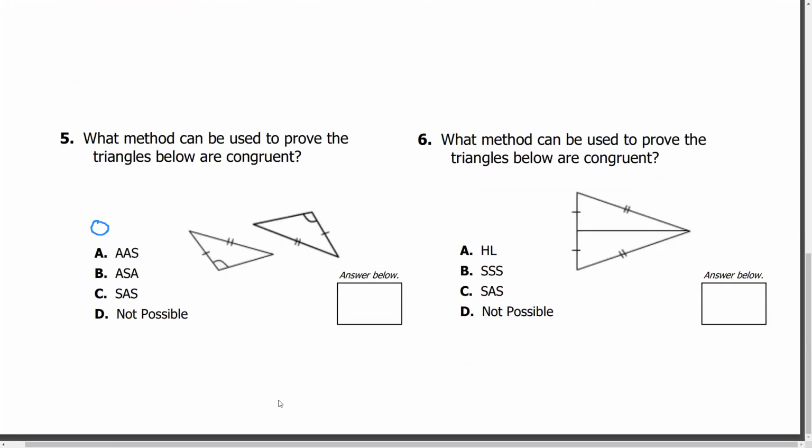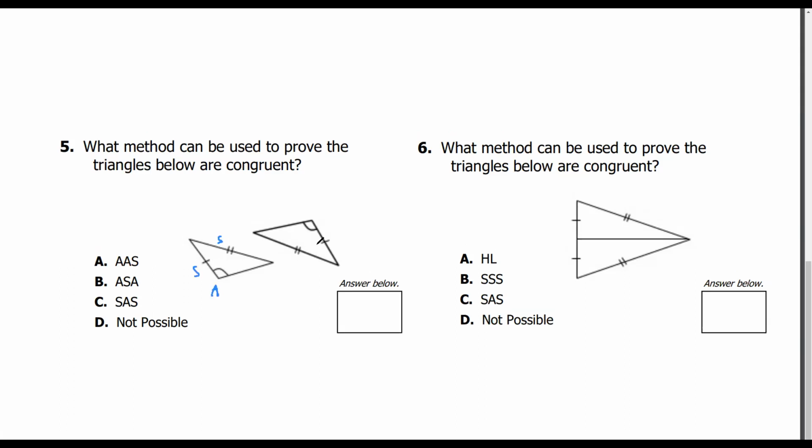All right, next up, 5 and 6. What method can be used to prove the triangles below are congruent? Well, looking at this, I've got an angle, a side, and then a side, right? So A, S, S. And over here, I've got an angle, a side, and a side, A, S, S, right?